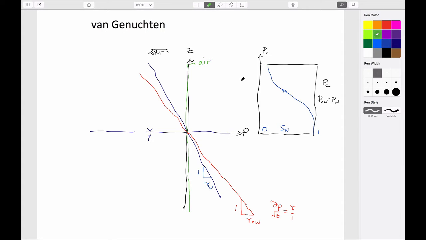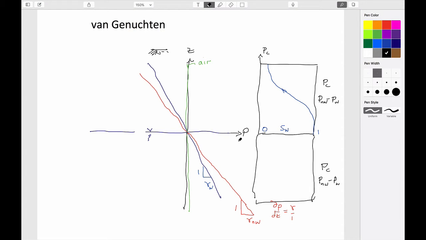And so the reason for drawing it in this way is that if we now look in the vadose zone, and I guess I'm going to also do this upside down. Again, pressure of the non-wetting fluid minus pressure of the wetting fluid.